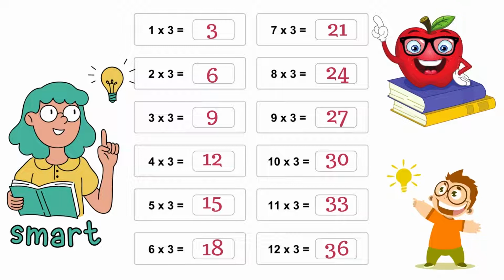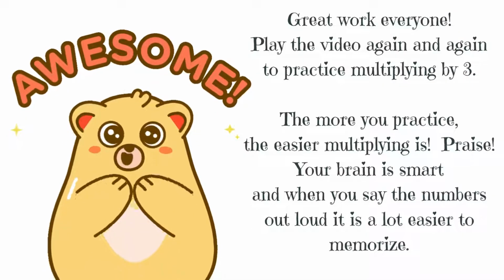There's your answers. 1 times 3 is 3. 2 times 3 is 6. 3 times 3 is 9. 4 times 3 is 12. 5 times 3 is 15. 6 times 3 is 18. 7 times 3 is 21. 8 times 3 is 24. 9 times 3 is 27. 10 times 3 is 30. 11 times 3 is 33. And 12 times 3 is 36. Great job.